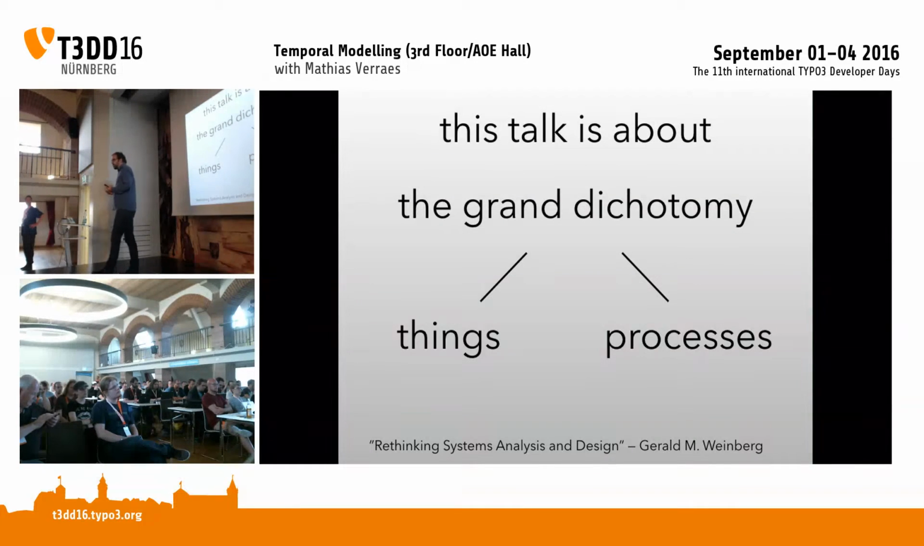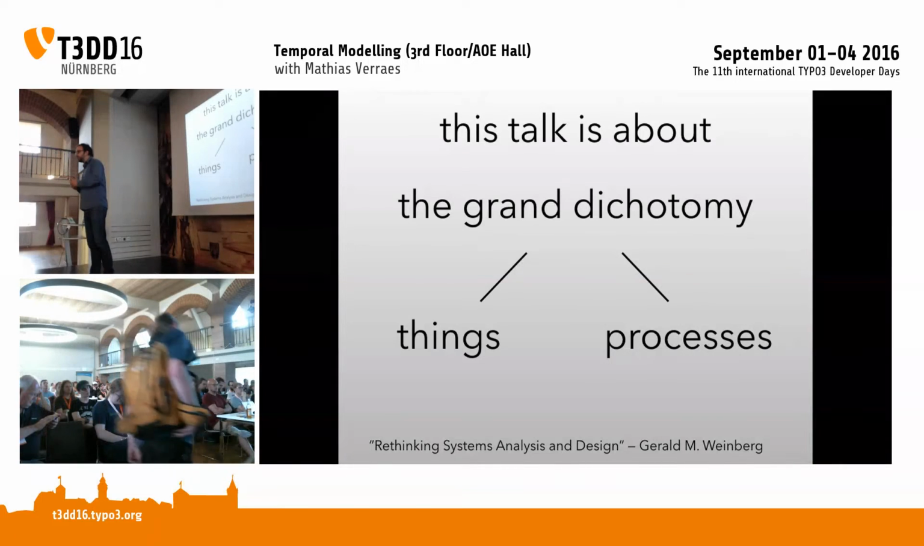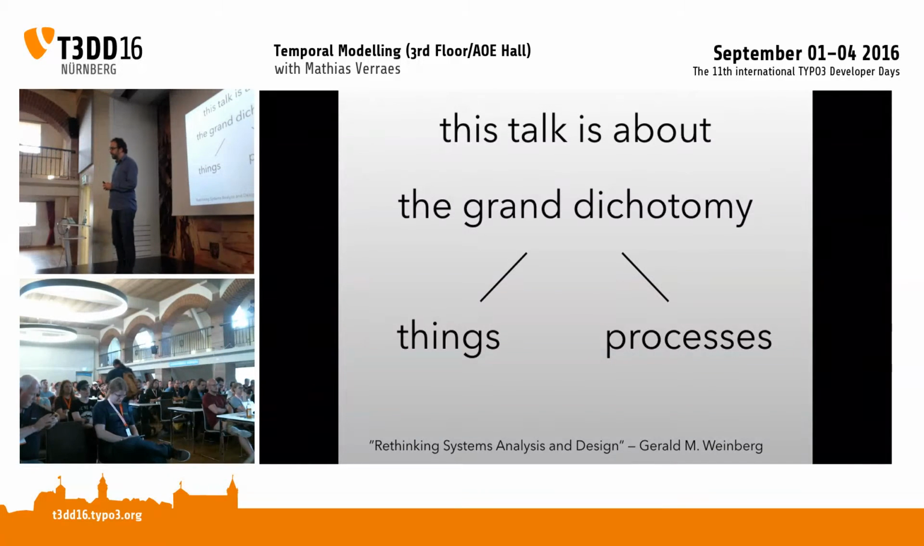So this talk is about what Weinberg calls the grand dichotomy of things and process. He's talking about this in a book on system analysis and design. If you haven't heard of Weinberg, Gerald Weinberg, he was a computer programmer, not before your father was born, but before your grandfather was born. He's still alive. He's still writing books. He's written about 50 books, most of them on software and systems and analysis, quality of software, psychology of software even. Well, read all of them.